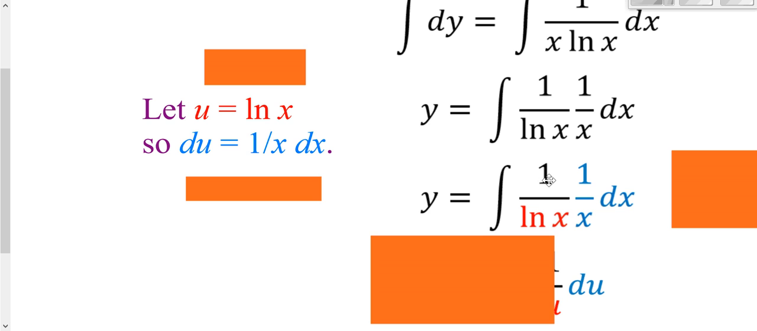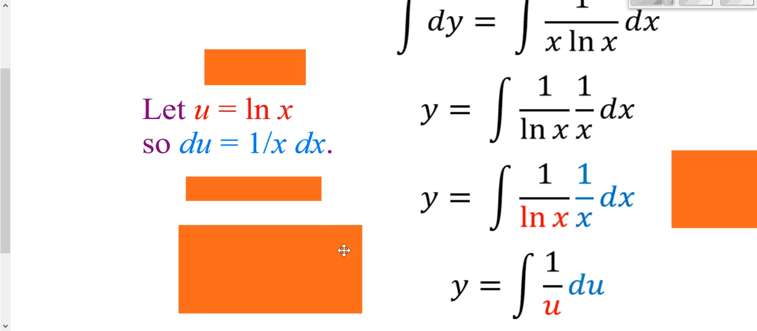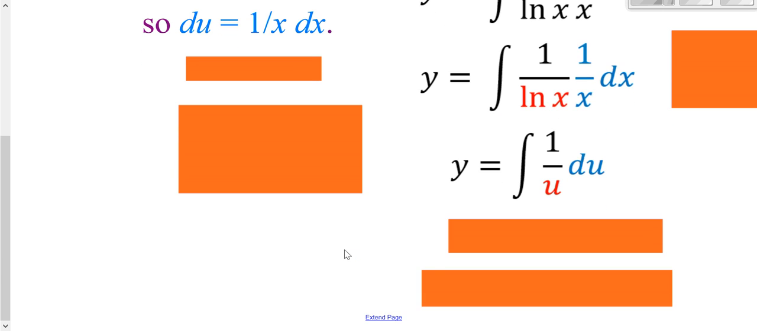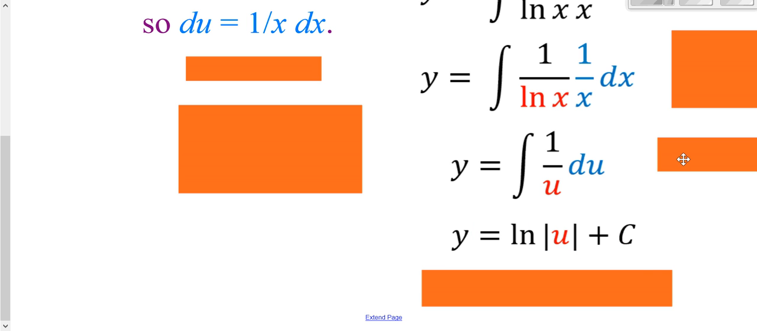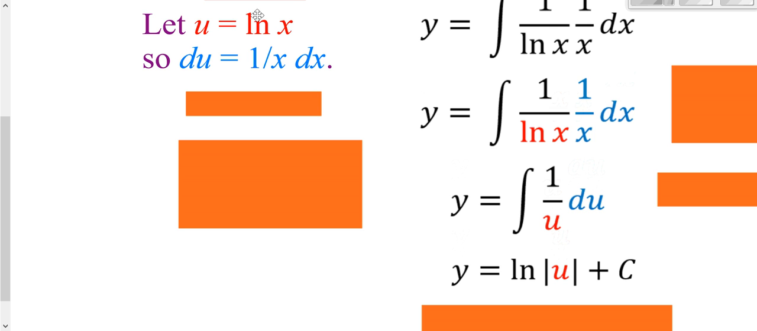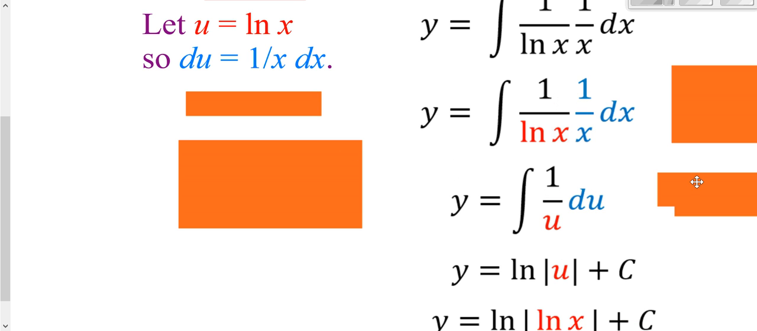And this is just a 1 over u. Oh, well, we've integrated 1 over u du before. We know that that's going to be the natural log of u with a plus c. All we have to do at this point is replace your u with what u is, which is natural log of x. We get the natural log of the natural log of x, plus c.